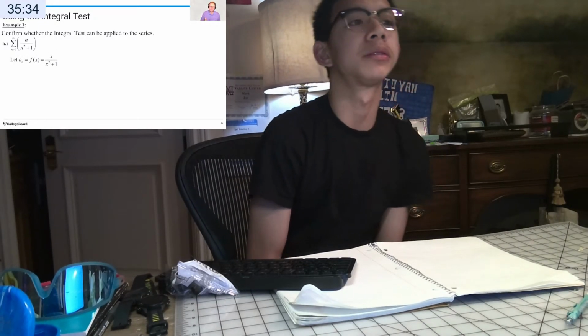We're going to use the integral test, but again, our example 1 here is really just to confirm whether or not the integral test can be applied. So our first example is going to look at the summation as n goes from 1 to infinity of n over n squared plus 1. So you've got to think, what are those criteria? Well, first of all, we're going to equate our nth term expression, n over n squared plus 1, and let's just call it f of x. Let's make it easy: x over x squared plus 1.